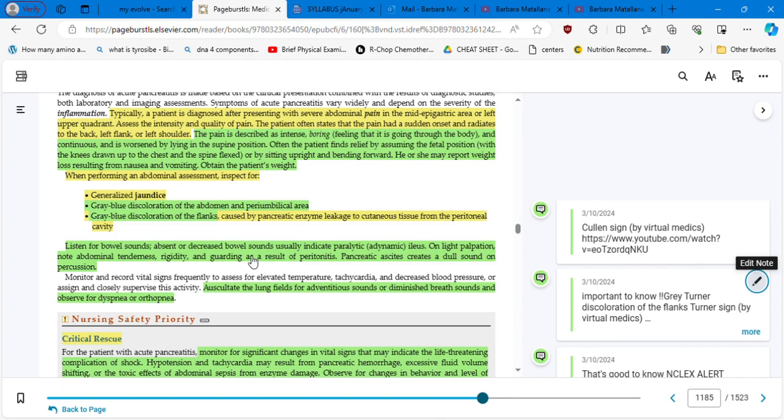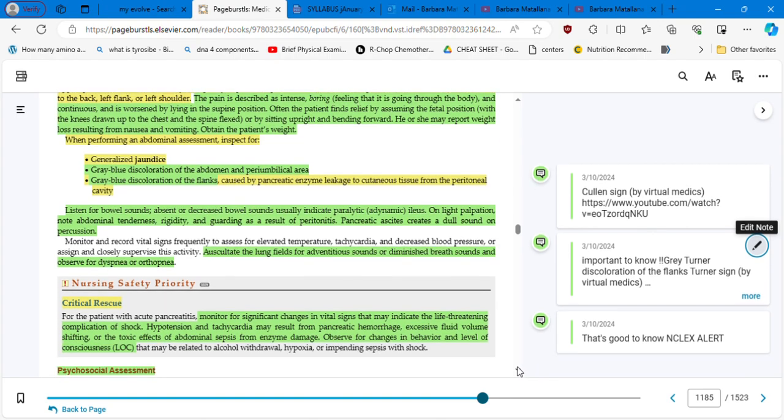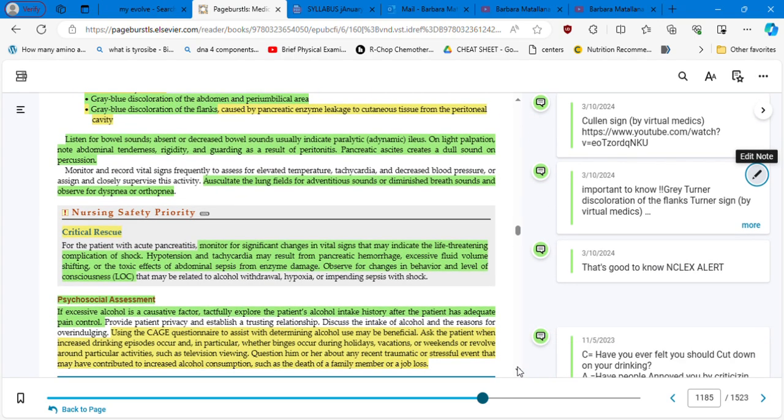And now you also are going to assess for bowel sounds. Absent or decreased bowel sounds usually indicate paralytic ileus, as I've been repeating the whole segment of gastrointestinal. On light palpation, note abdominal tenderness, rigidity, and guarding as a result of peritonitis. Pancreatic ascites creates a dull sound on percussion, okay? And auscultate the lung fields for adventitious sounds or diminished breath sounds, and observe for dyspnea and orthopnea. And that's good to know.